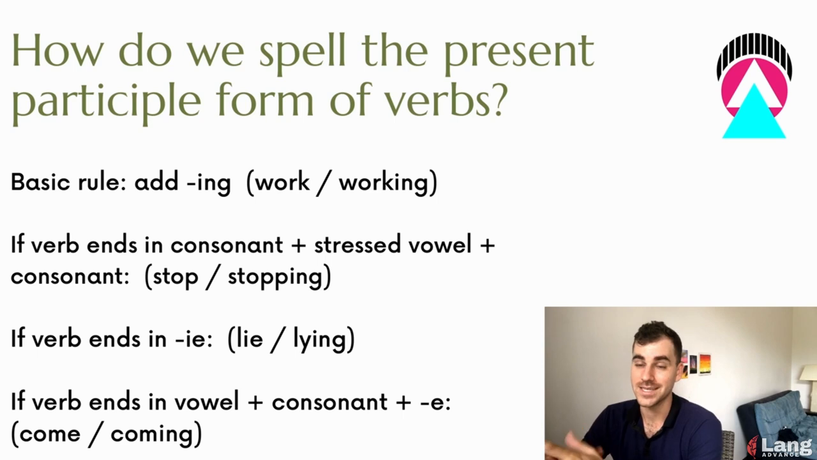If the verb ends in ie, like lie, we take out the ie, we just add y and then ing. If the verb ends in a consonant plus E, like come, we get rid of the E and we just add ing, coming. So those are the basic rules. If you remember those rules, you should be okay.